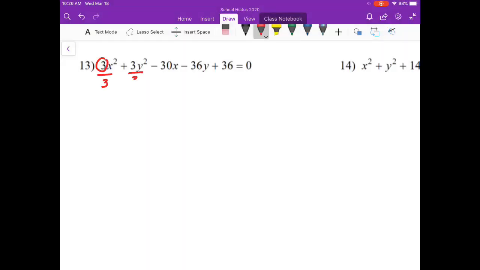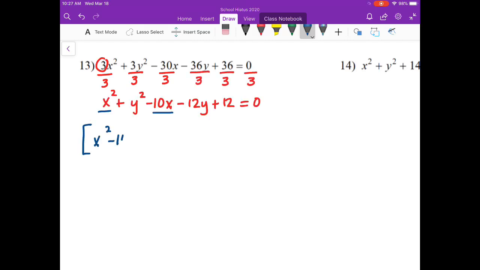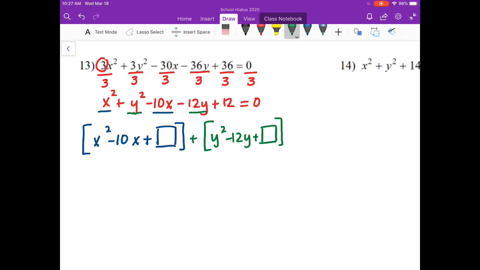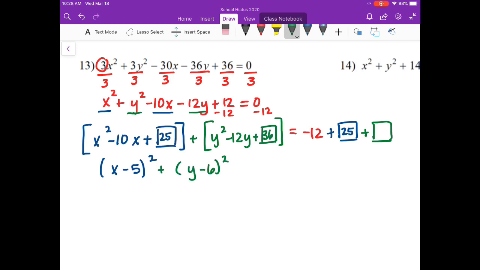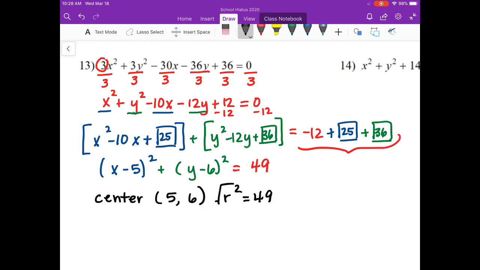On number 13, the coefficient of x squared is 3, so we'll divide each term by 3 throughout the equation. Then we'll move the x terms together and the y terms together and subtract 12 to the other side of the equation. We'll complete the square for the x's, dividing negative 10 by 2, dropping it into the parentheses, squaring it, and adding 25 to both sides. Then we'll half 12, drop it into the parentheses, square it, and add 36 to both sides. Combine like terms on the right to get 49. The center of this circle is 5, 6, and the radius is 7.